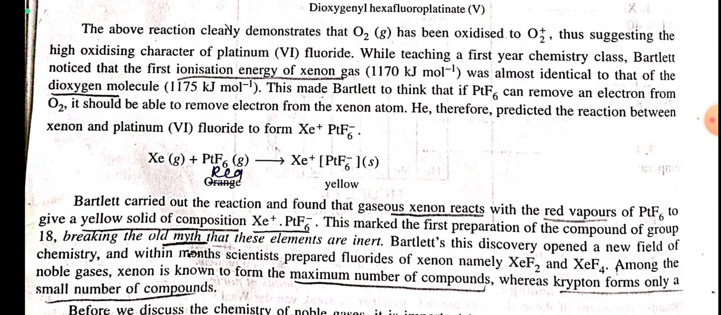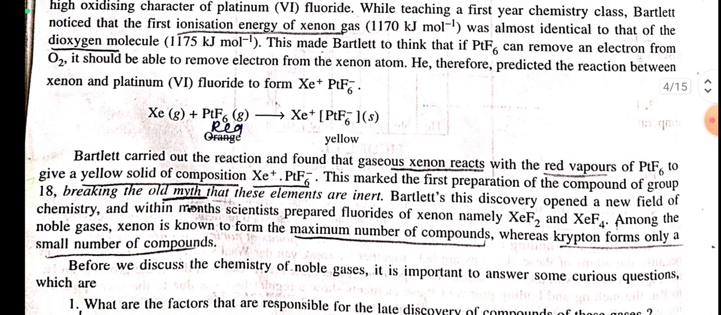The above reaction clearly demonstrates that the oxygen gas has been oxidized, thus suggesting the high oxidizing character of platinum hexafluoride. While teaching first year chemistry classes, Bartlett noticed that the first ionization energy of xenon gas was almost identical to that of the dioxygen molecule. This made Bartlett think that if PtF6 can remove an electron from oxygen, it should be able to remove an electron from a xenon atom.